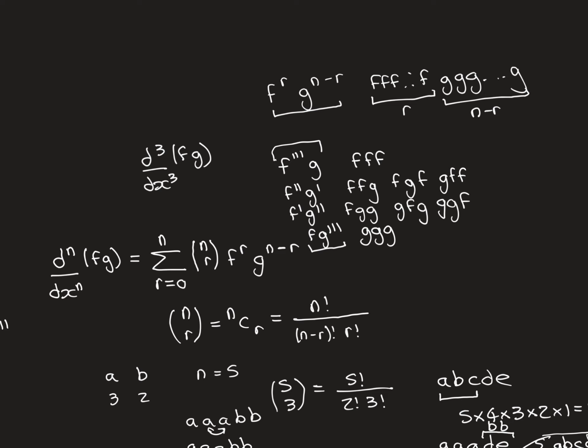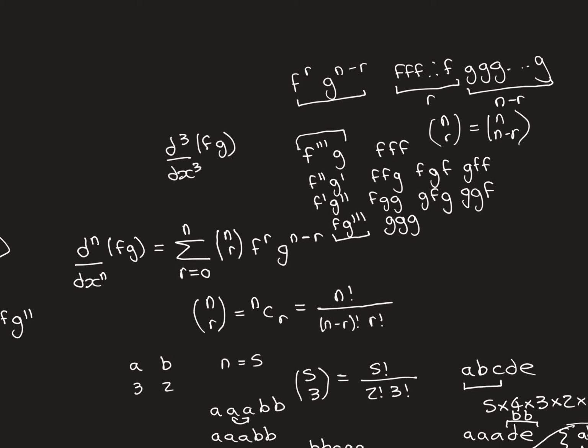So all we need to do then to know the coefficient that's going to be in front of this term is just know how many ways there are of reordering this, and that's what we've just discussed. That's going to be n choose r, or equivalently n choose n minus r, but that's not so pretty, so we put in the n choose r. So that's why these binomial coefficients appear here. So that formula there, that is the Leibniz rule, so we could put a box around that.